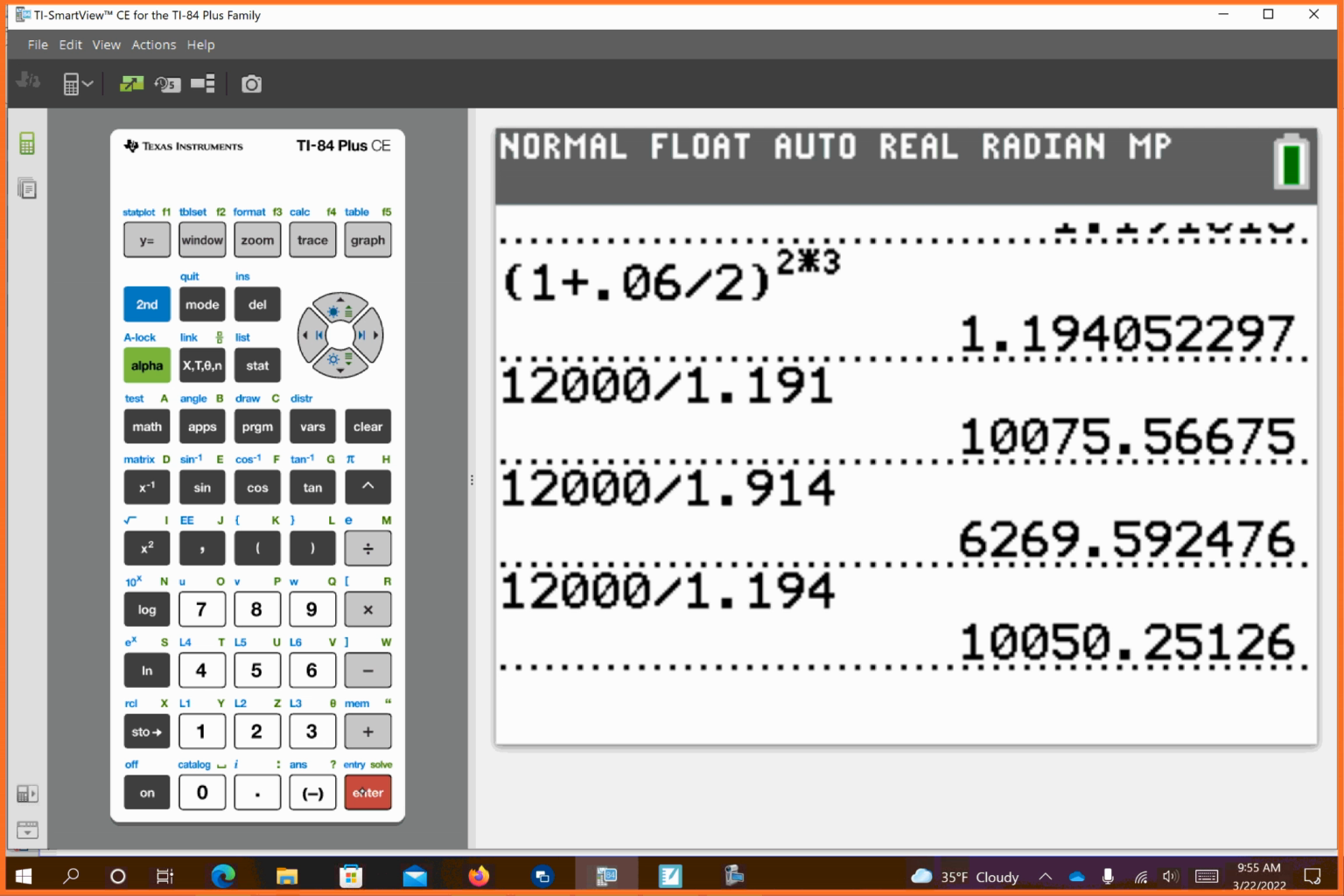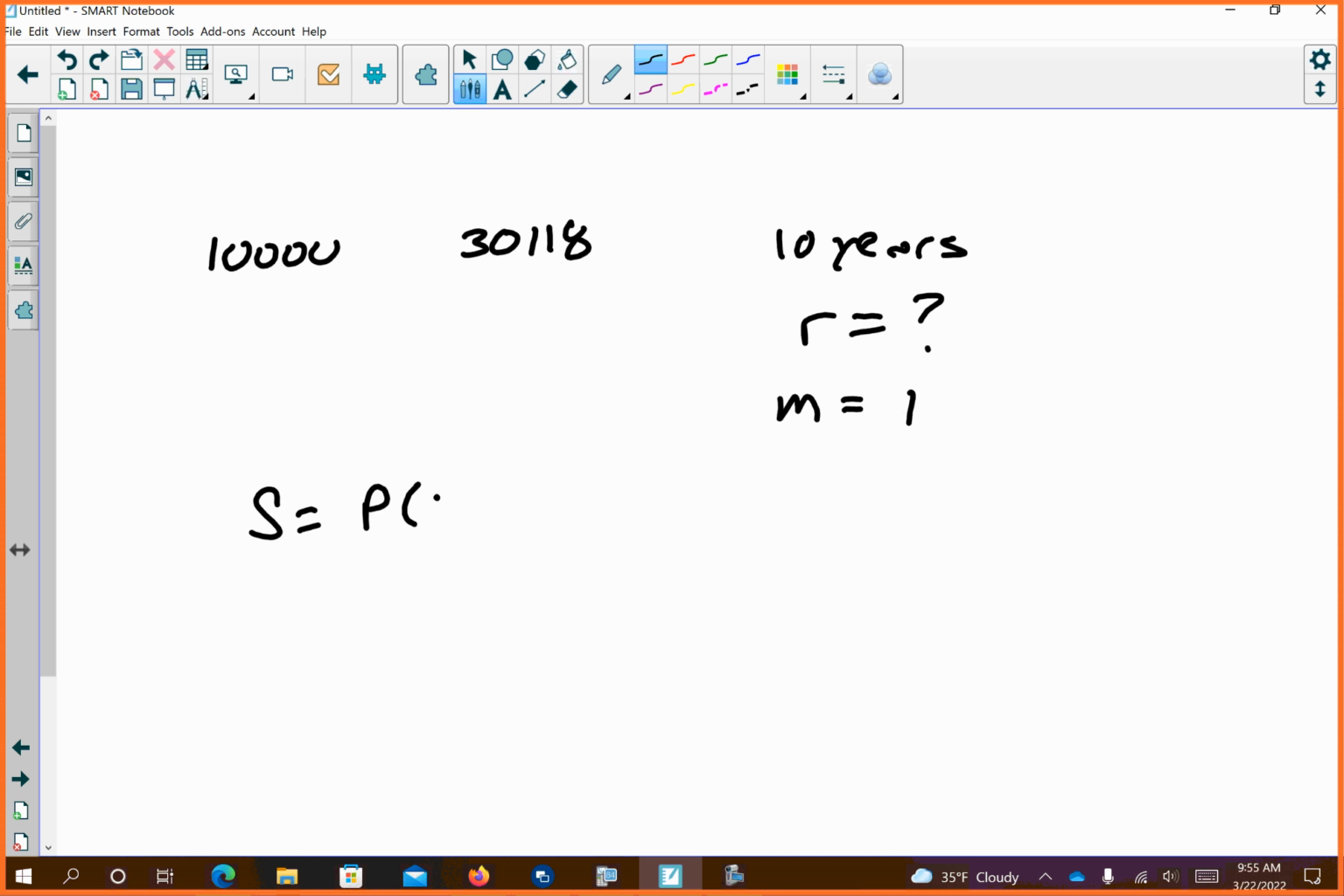Investment has grown from $10,000 to $30,118 in 10 years. What is the interest rate? Okay, so let's go back here. So you went from 10,000 to 30,118 in 10 years. The rate we don't know. It's compounded annually, so M equals 1. So let's find the interest rate. So we have this equation we're using. So we have this. We're going to call it x so we can graph it.